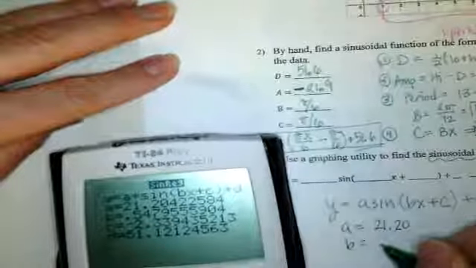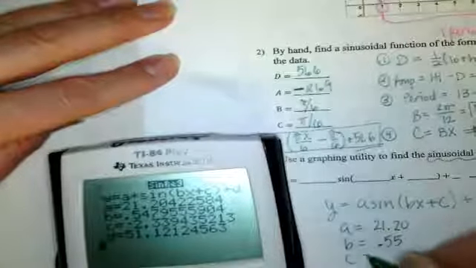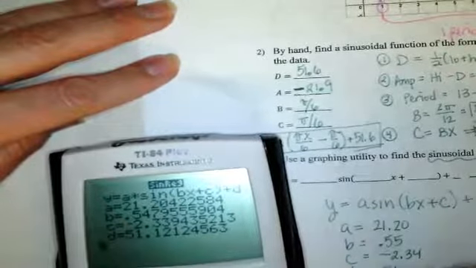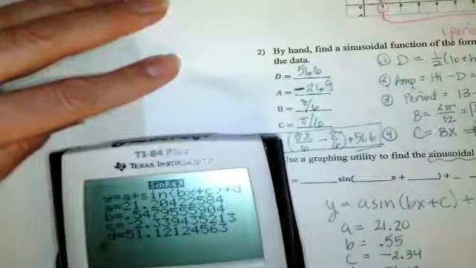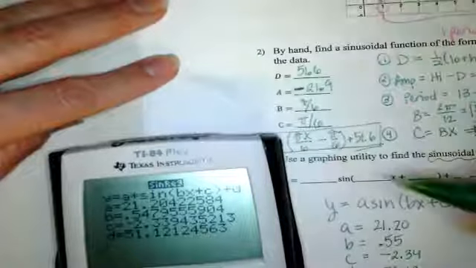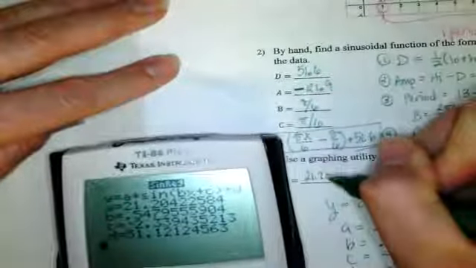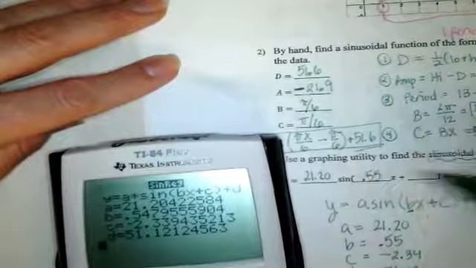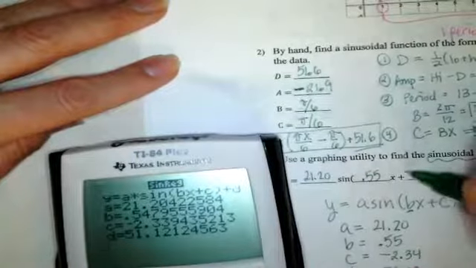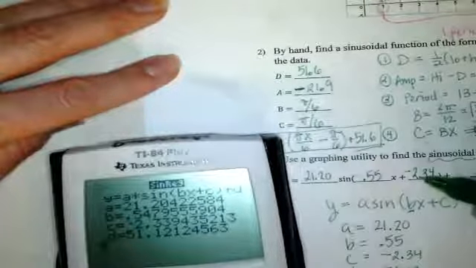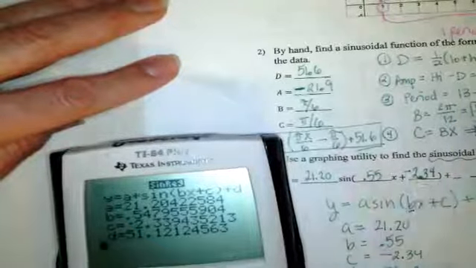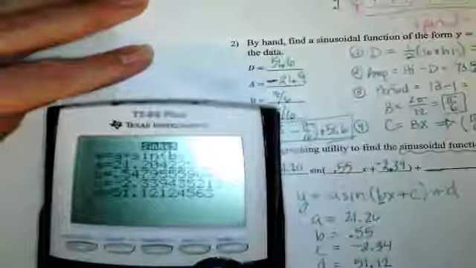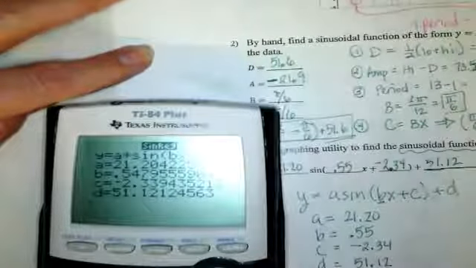A is 21.20. B is 0.55. C was negative 2.34. And D is 51.12. So 21.20 sine, plugging in for B, 0.55x plus a negative 2.34. Be careful. Plus a negative 2.34 is really subtraction. All right, and D is 51.12.